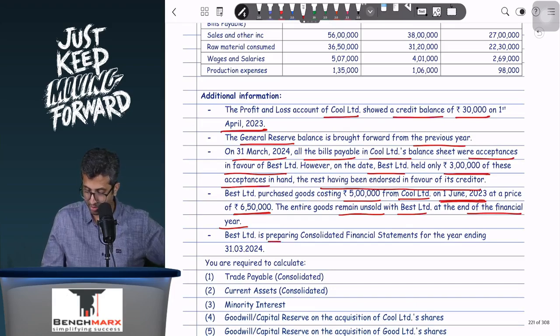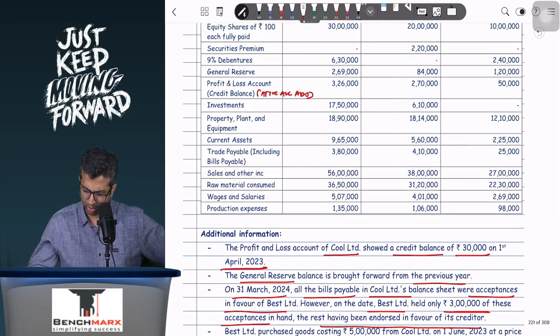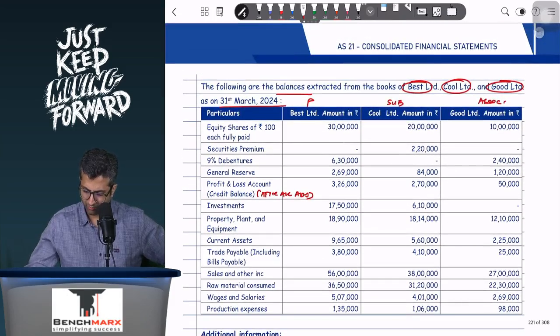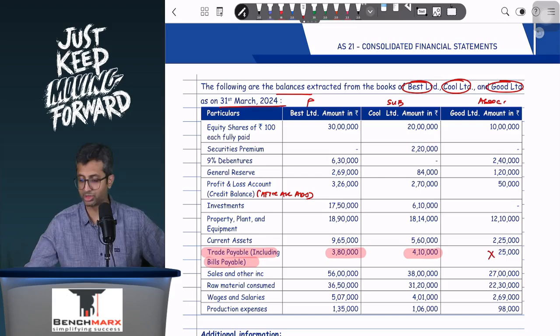Now, Best is preparing consolidated financial statements for the year ended 31st March 2024. You are required to find the trade payables consolidated. Will I take over the trade payables of Best? Yes. Of Cool? Yes. But will I take over the trade payables of Good? No, because I don't do consolidation of assets and liabilities of the associate.